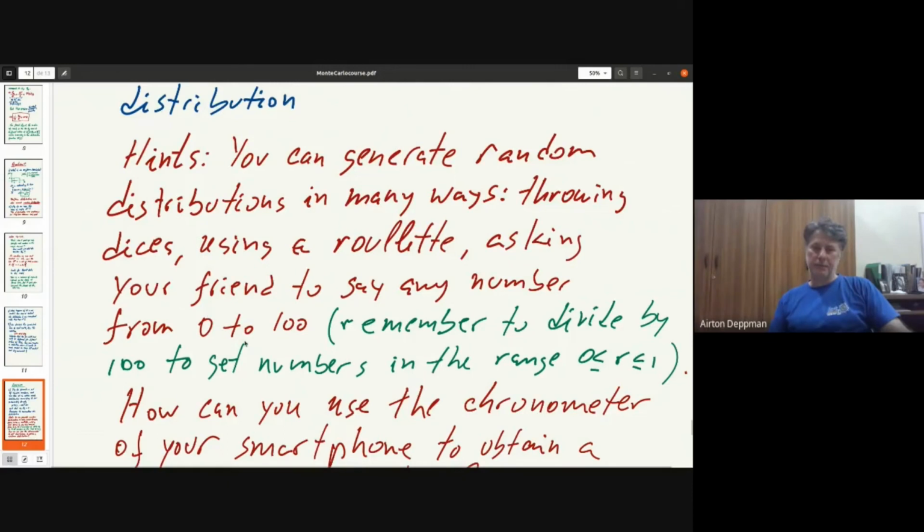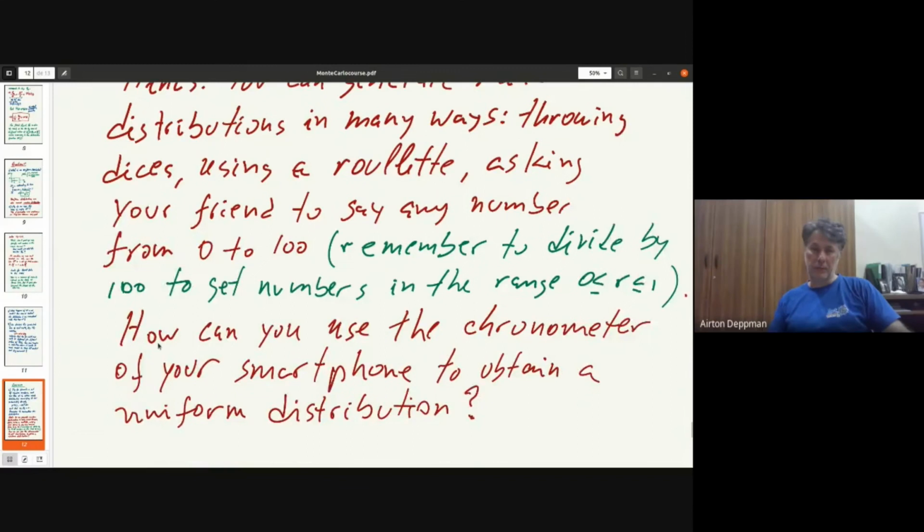It means that the numbers that you get are distant from the closest number by 1/100. If you ask your friends to say numbers from 0 to 1,000 and divide them by 1,000, your precision will be 1/1,000, and the result that you get in the reconstruction of the probability density will be much better. Okay, but for this problem, I think that from 0 to 100 is enough.